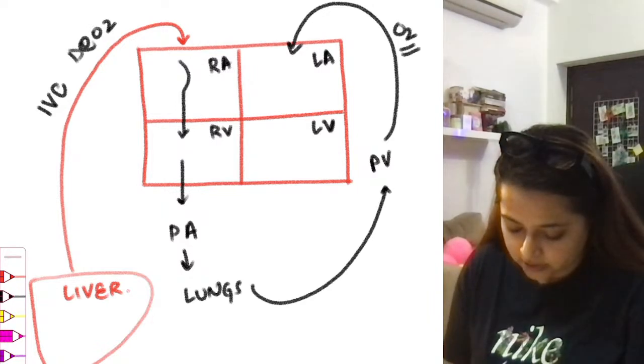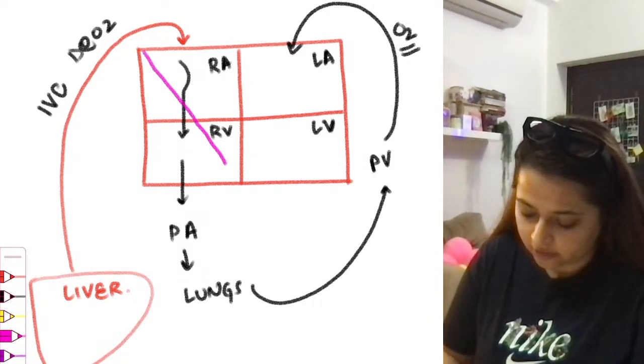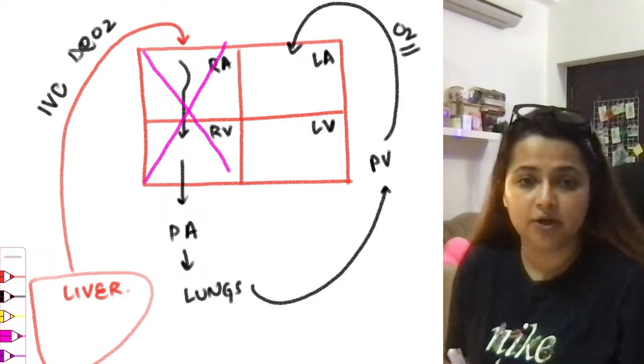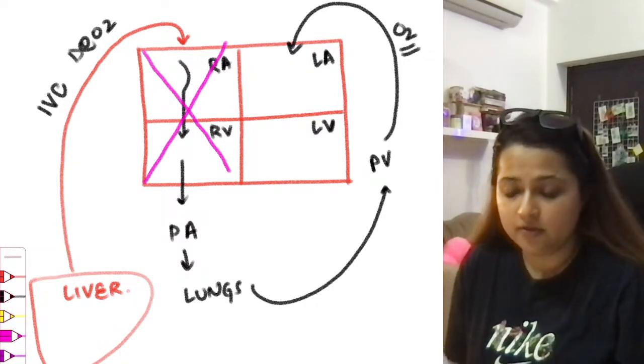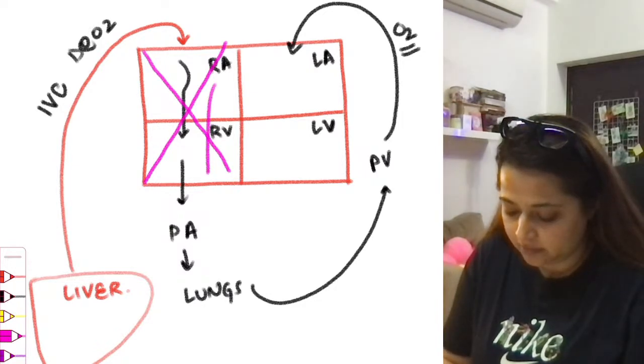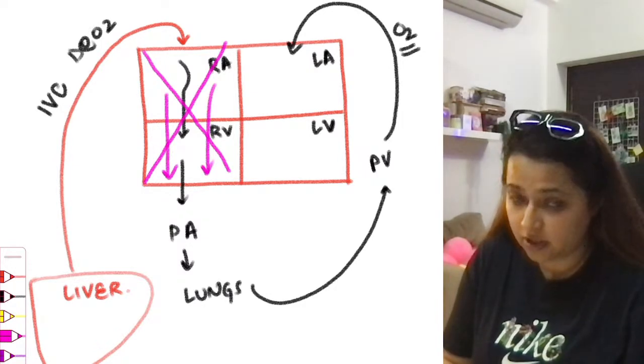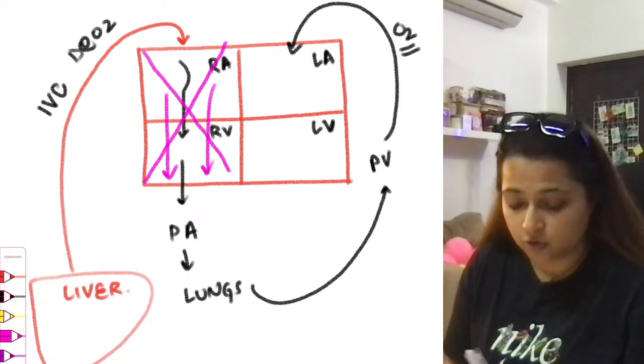Okay. Now imagine if someone is having a right heart failure. If someone is having right heart failure, this part of the heart is not working properly. So the forward flow of the blood from the right heart, that is being interrupted. So what is going to happen?